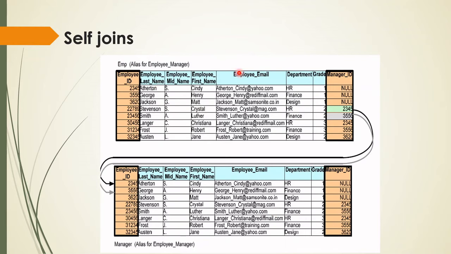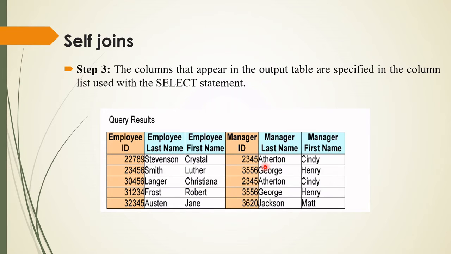So this is the employee dot manager ID and manager dot employee ID. So this is the concept of self join. So this is our output.